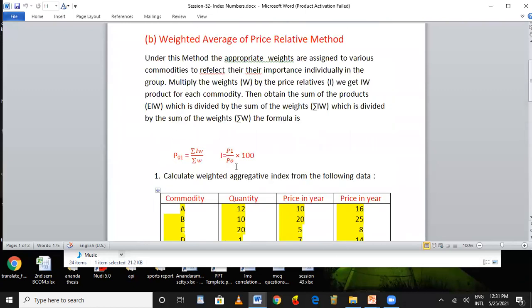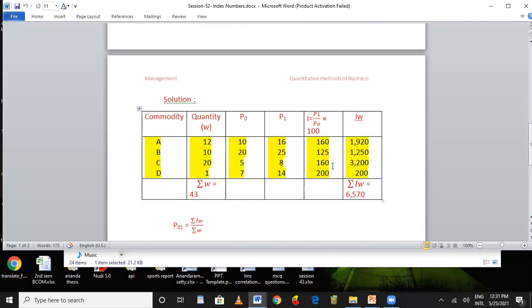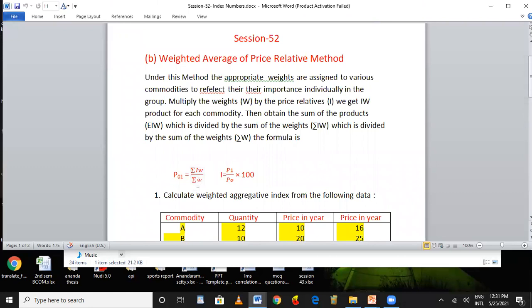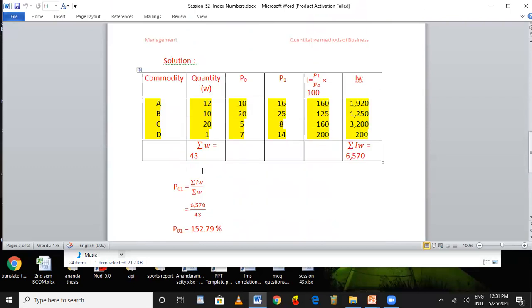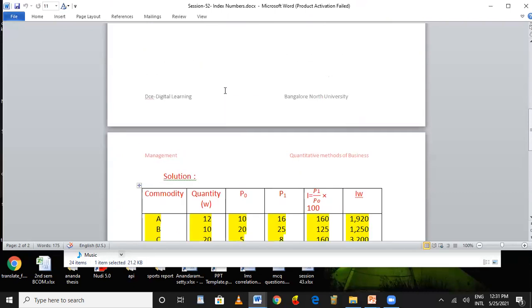The formula for P01 is equal to sigma IW, where I means price relatives and W means weights. We have obtained 6570. Then sigma W. Sigma W means the quantities which have been given for the four commodities. Total of 12 plus 10 is 22, 22 plus 20 is 42, 42 plus 1 is 43. 43 is the total of sigma W.